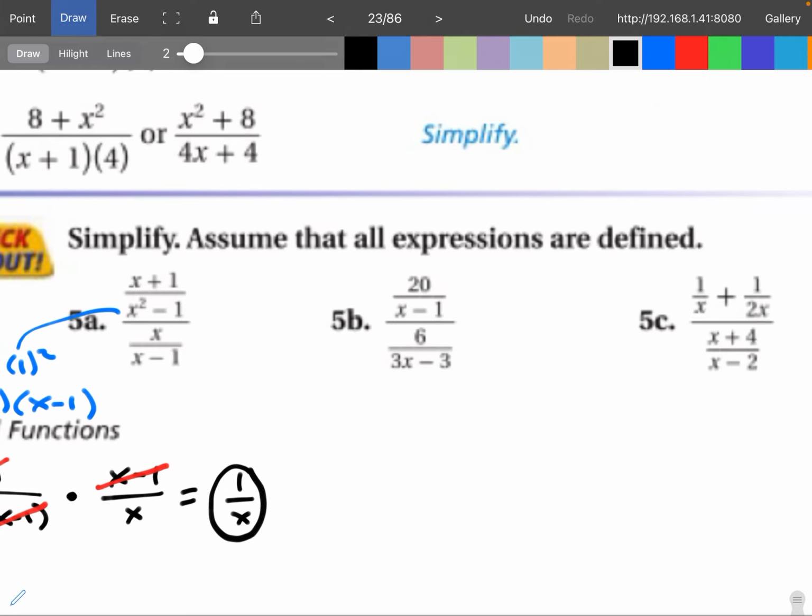So your answer for that one is just 1 over x. All right, well, let's do 5B and then we'll call it good for today. Just a short little mini lesson here. So we're going to do the same kind of thing again.